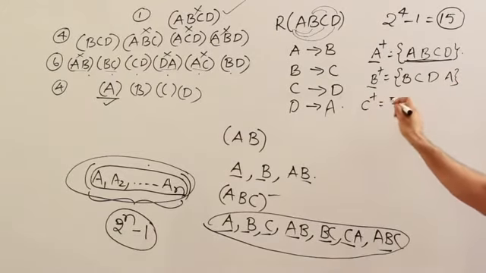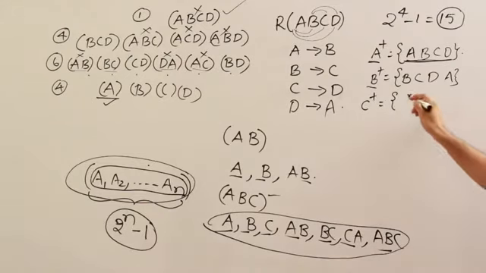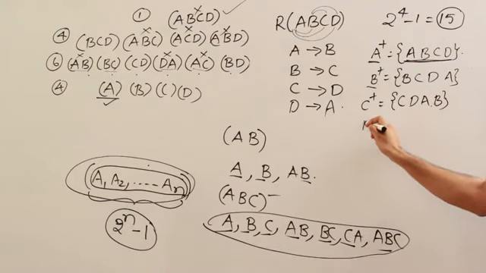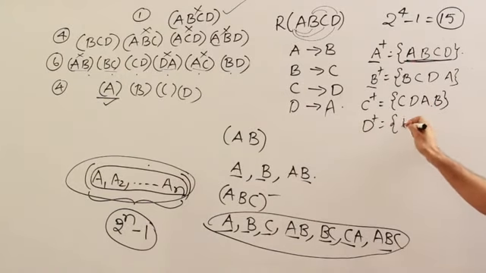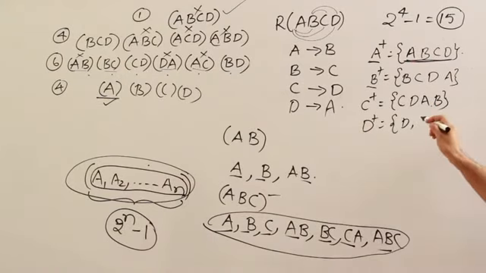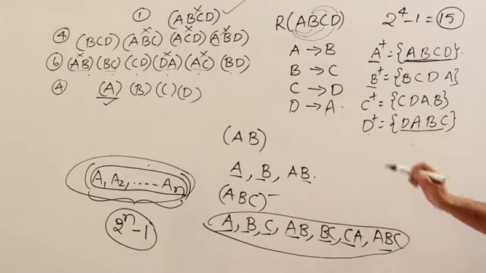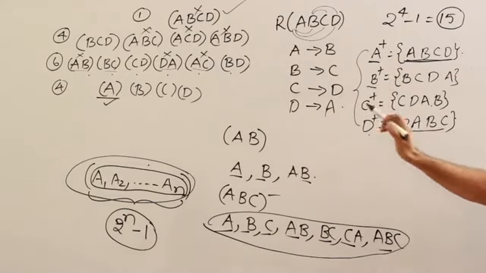What about C plus? So C is going to give D, and because of D I get A, and because of A I get B. I got all of them. Therefore C is also a candidate key. What about D plus? Because of D I get A, and because of A I get B, and because of B I get C. I got all of them, right? Therefore A, B, C, D are going to be candidate keys.